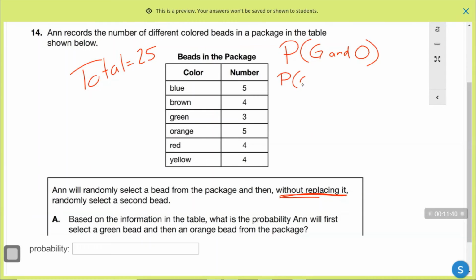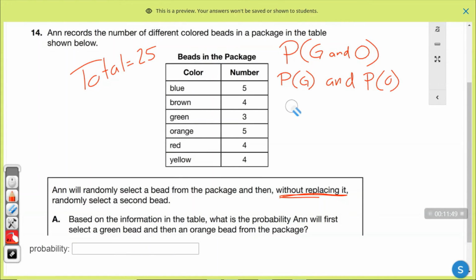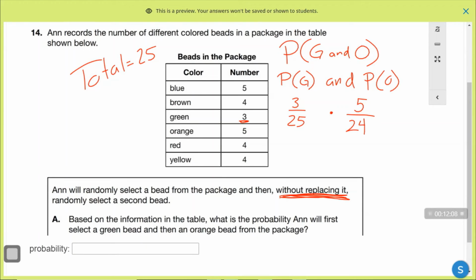So when I'm looking for the probability of green, I know that that is going to be, sorry, not 1. Probability of green is going to be 3 out of that 25. And that tells me I'm going to multiply this probability with my second one. And the next one's going to be orange. Well, that's going to be 5, and you'd be tempted to put that out of 25. However, without replacing it means that I've already taken one bead out, which means now the total drops down to 24.